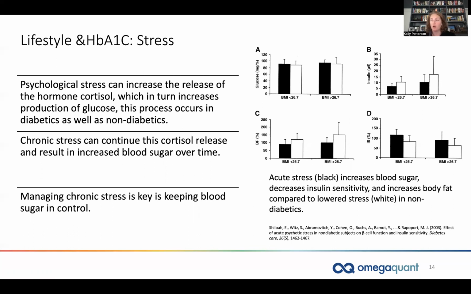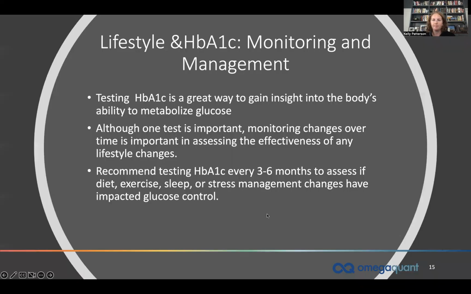It's really a great evolutionary mechanism, but especially because when we can have chronic stress, we can start to see that blood sugar be elevated over the long term. And managing chronic stress is really key to help with blood sugar control. So finding things that help reduce your stress is really, really important.